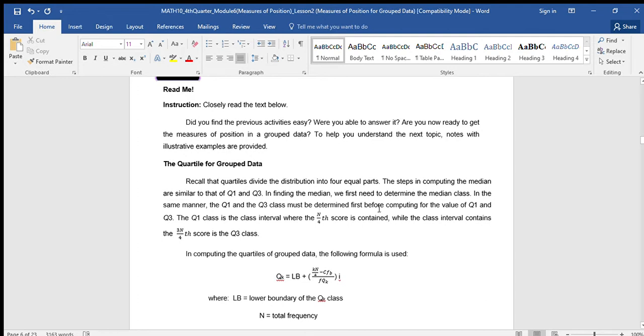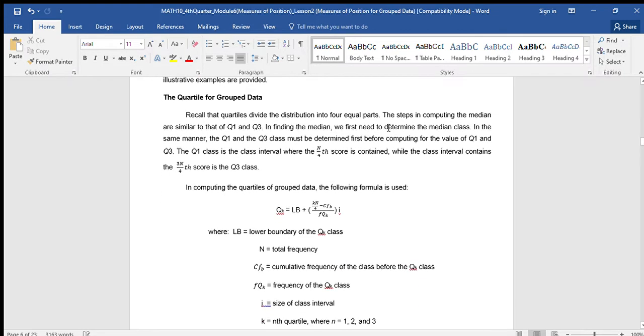In finding the median, we first need to determine the median class. In the same manner, the Q1 and the Q3 class must be determined first before computing for the value of Q1 and Q3. The Q1 class is the class interval where the n over 4 score is contained, while the class interval that contains the 3n over 4 score is the Q3 class.